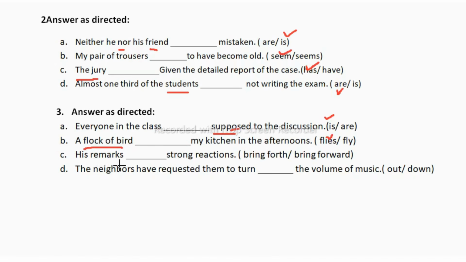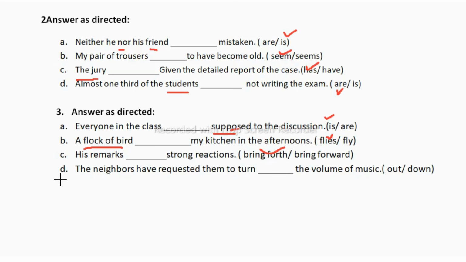Next one, his remarks dash strong reaction, bring forth or bring forward. This is there in your syllabus. This is a phrasal verb. Already I have uploaded that video, in which I have explained this in detail. Bring forth is nothing but someone raising a new problem, and bring forward is nothing but in advance, meaning if an exam is brought forward, it is preponed. So what is the correct answer? We can take this one, bring forth, because his remarks give rise to a new problem.